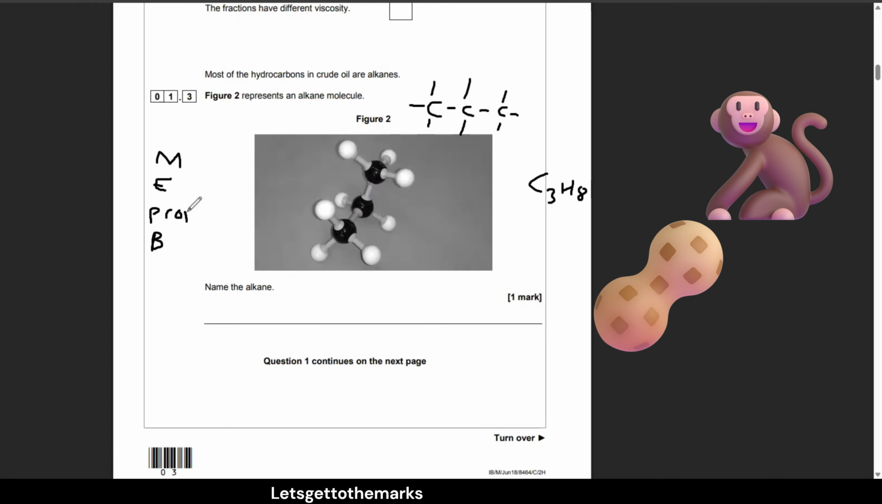Well, there's a way that you can memorize this, and it is monkeys eat peanut butter. And you only have to know the first 4: methane, ethane, propane, butane. So this one we're looking at here, where the monkeys eat peanut butter, it's the peanut, and it's propane. So the name of this alkane is propane. In fact, pro in organic chemistry is for anything which has 3 carbons in it. So propanol has 3 carbons, propene has 3 carbons, propanoic acid has 3 carbons, etc. Okay, let's move on.